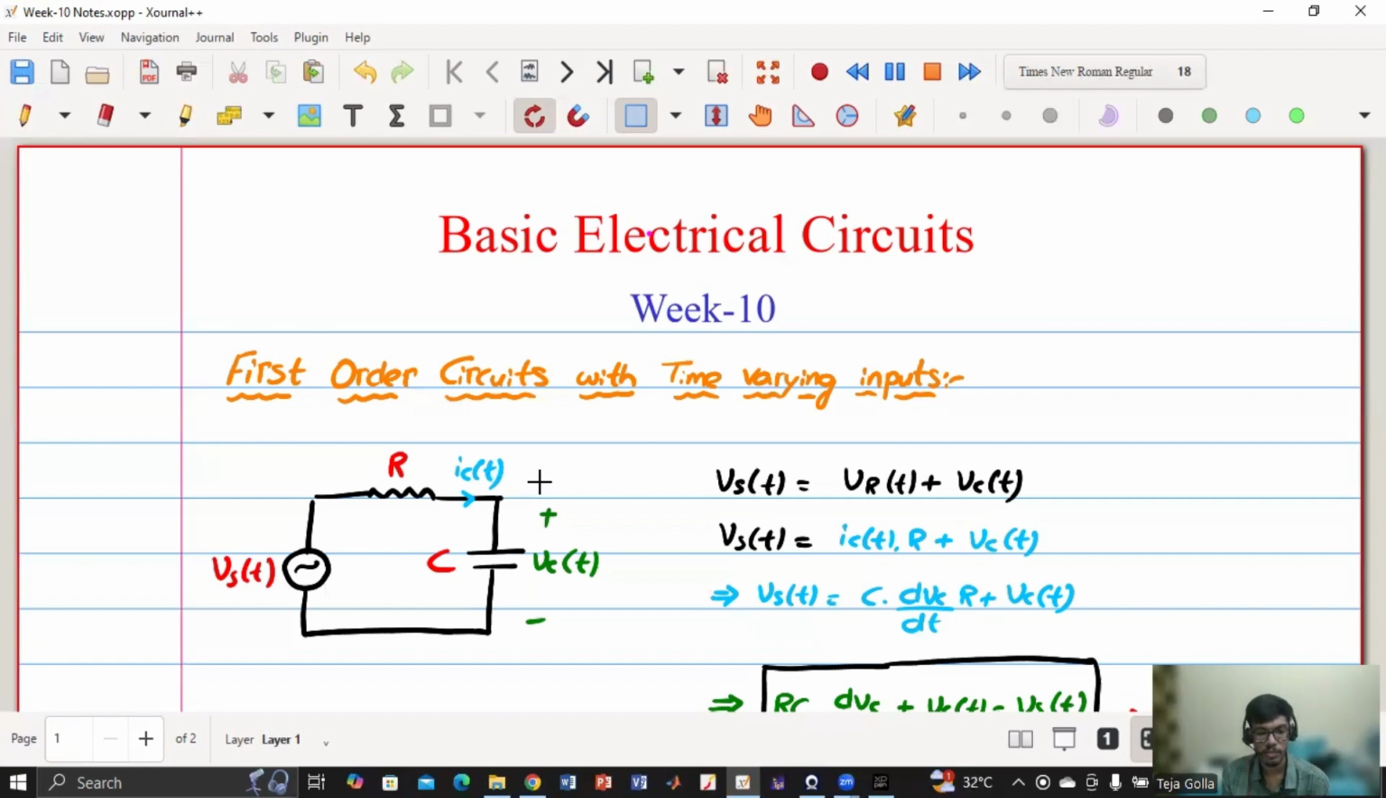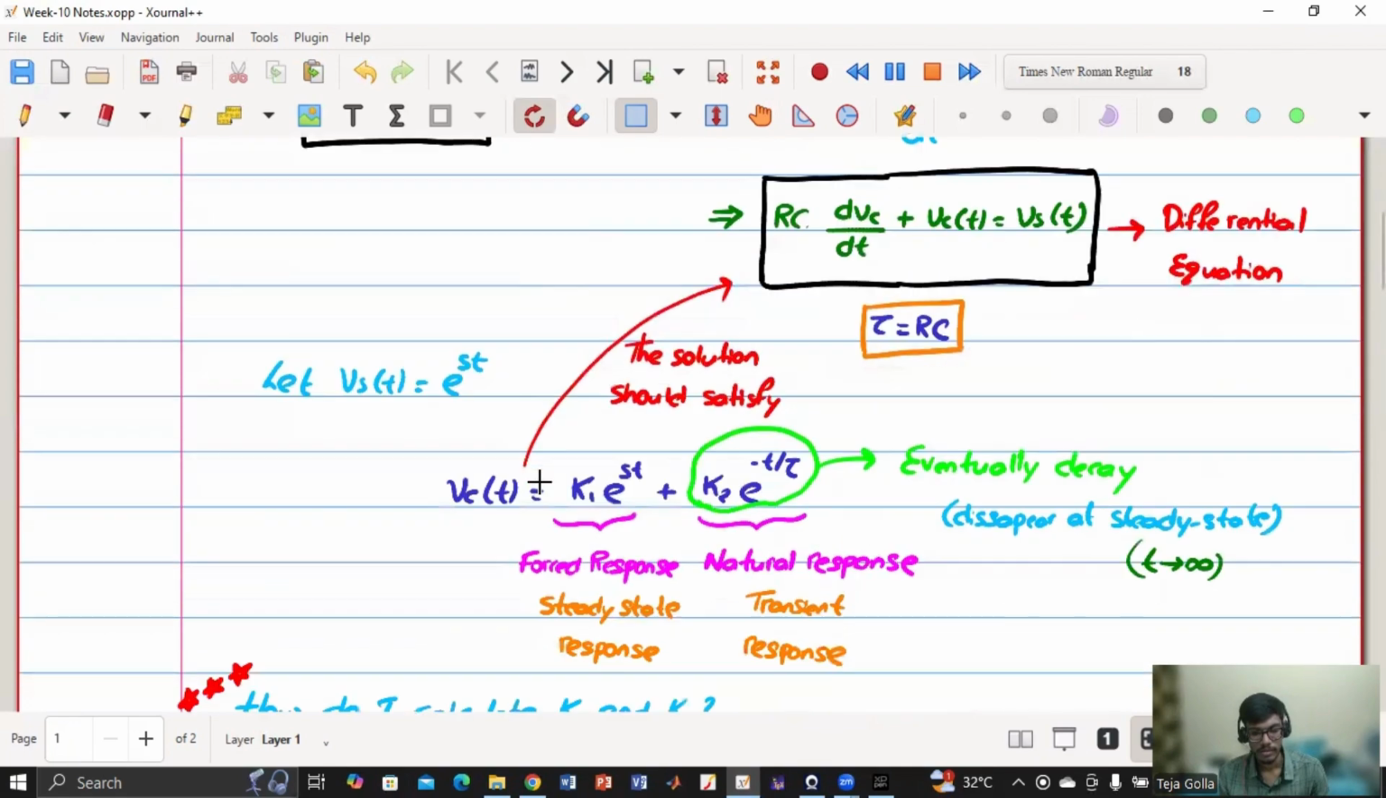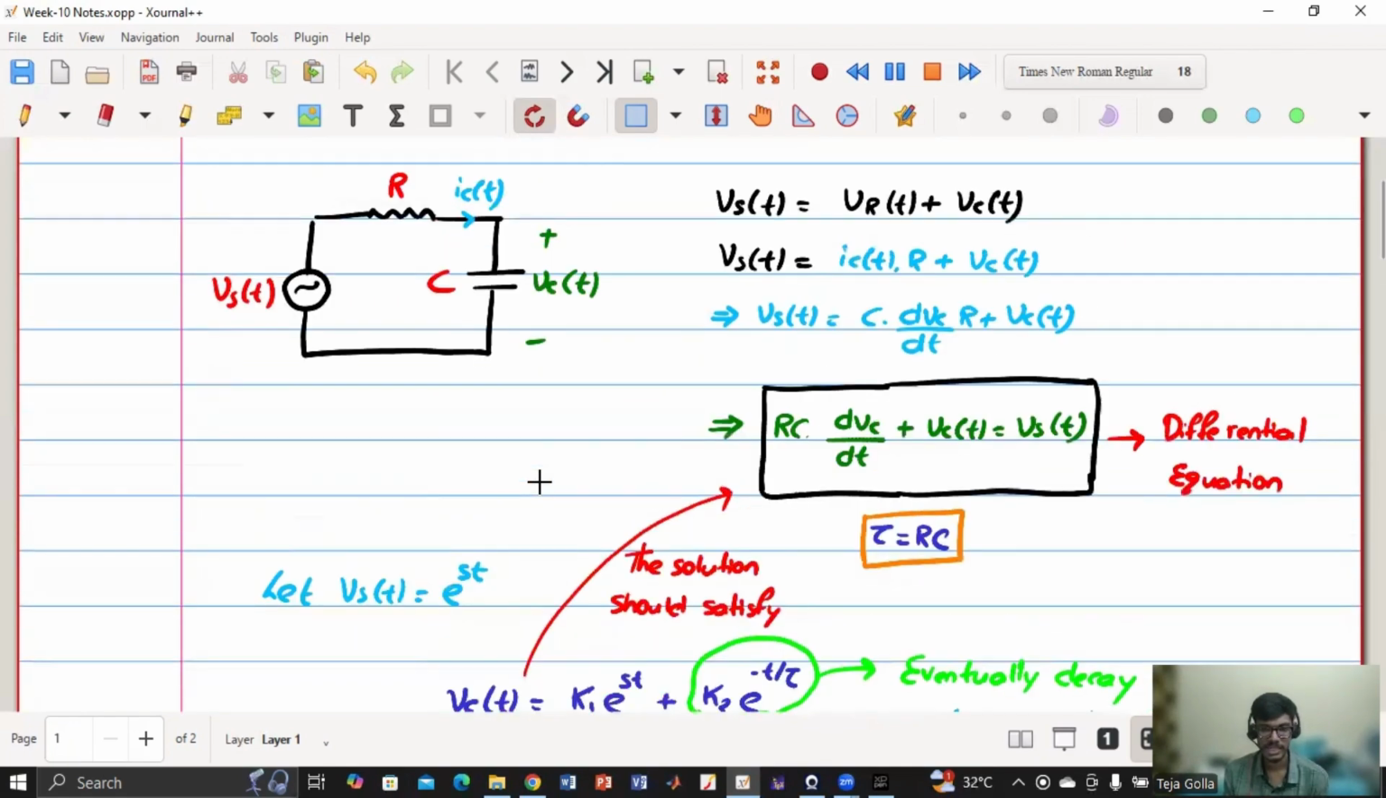But because the input is time variant here, the term at the steady state will not be just a constant, but it will be a scaled version of the input itself. So first we have got the differential equation.